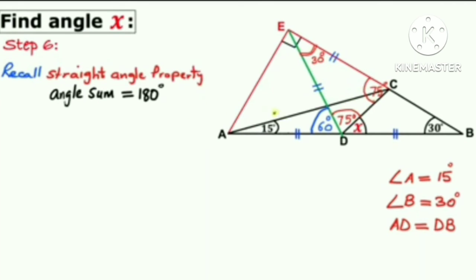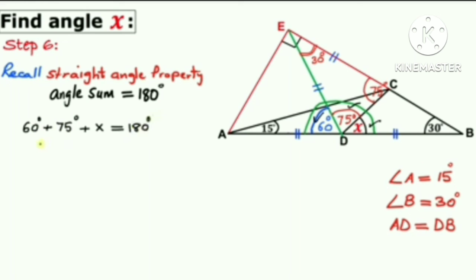And here's our final step. Let's recall this straight angle property. That means we are going to look at this whole angle, and this whole angle is 180 degrees. And this whole angle consists of three individual angles, 60 degrees, 75 degrees, and x degrees. Let's go ahead and add them up. So I am going to write down 60 degrees plus 75 degrees plus angle x, and that should be equal to 180 degrees.